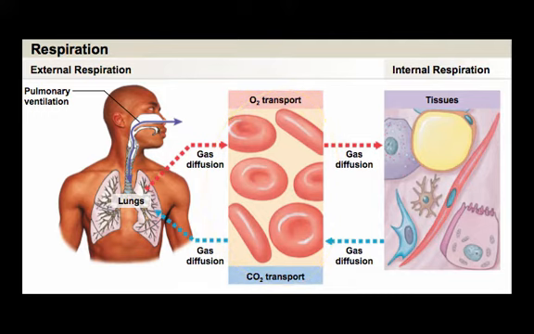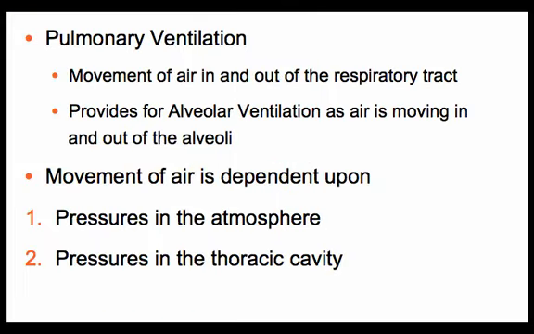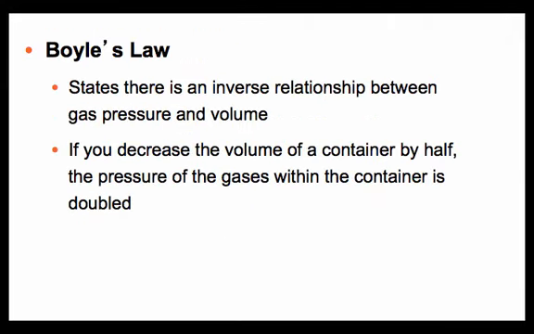We will discuss the second and third processes in a separate module, but we'll discuss the first process, pulmonary ventilation, in this module. Pulmonary ventilation is the physical movement of air in and out of the respiratory tract. This provides for alveolar ventilation as air is moving in and out of the alveoli. The movement of air is dependent on pressures in the atmosphere and pressures within the thoracic cavity. The movement of air can be explained by gas laws, such as Boyle's law, that describes the relationship between gas pressures and volumes of gas.